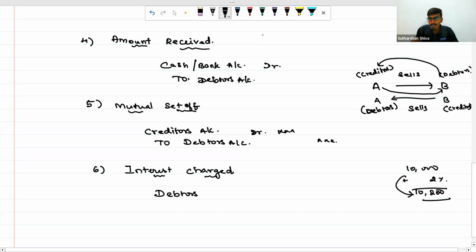To give this 200 rupees extra adjustment, what do I need to do? One, I need to debit the debtors account with 200. Two, I need to credit interest, because the interest which I receive will be treated as an income. That will be 200.